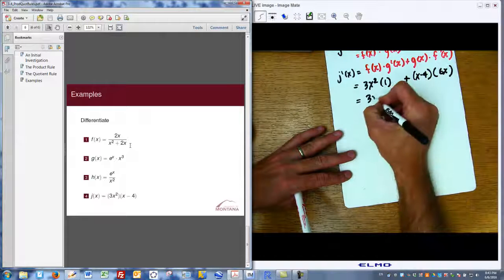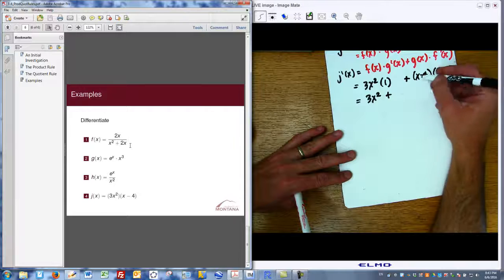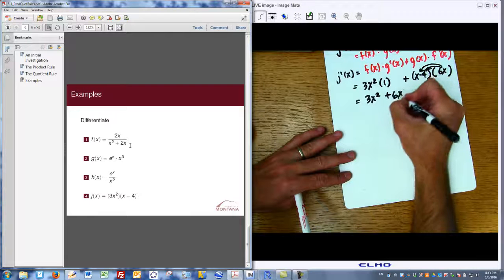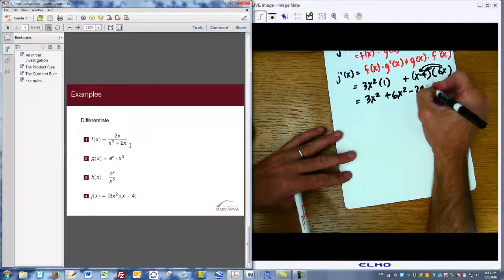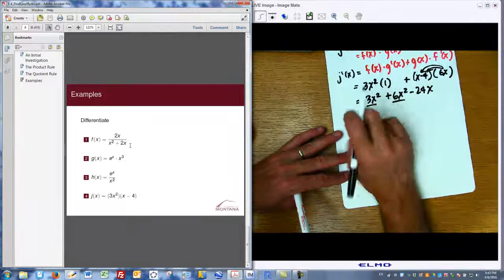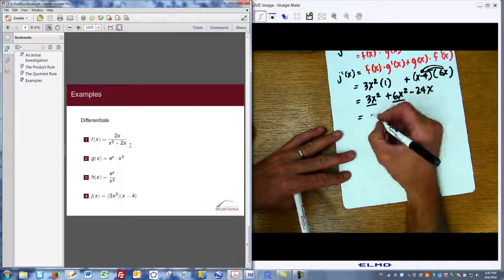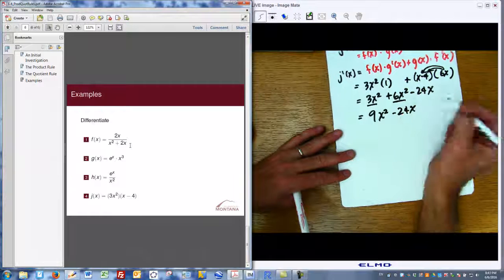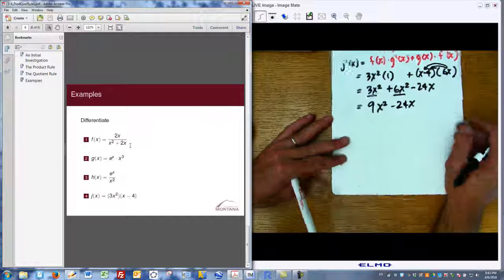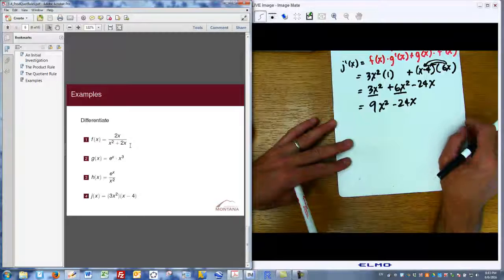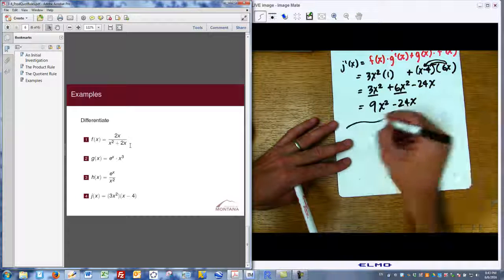We have 3x squared here, plus 6x distributed across the binomial, which would be 6x squared minus 24x. So it looks like we have like terms here: 9x squared minus 24x. And you could simplify however you'd like, but let's go ahead and see if this actually checks out.